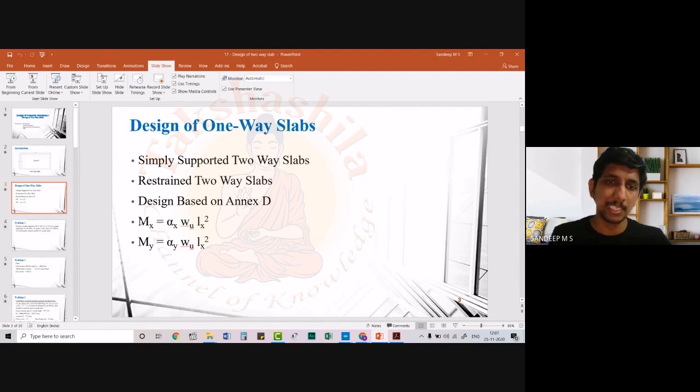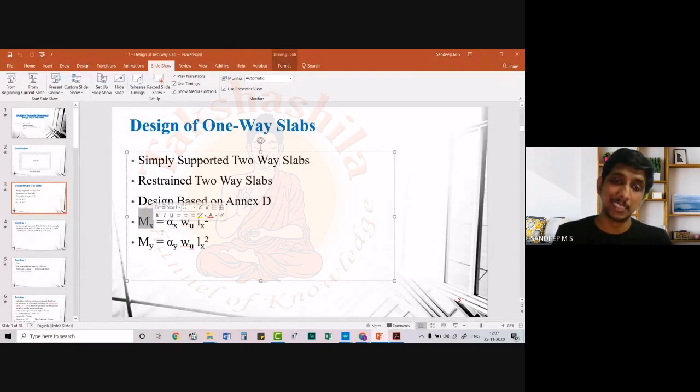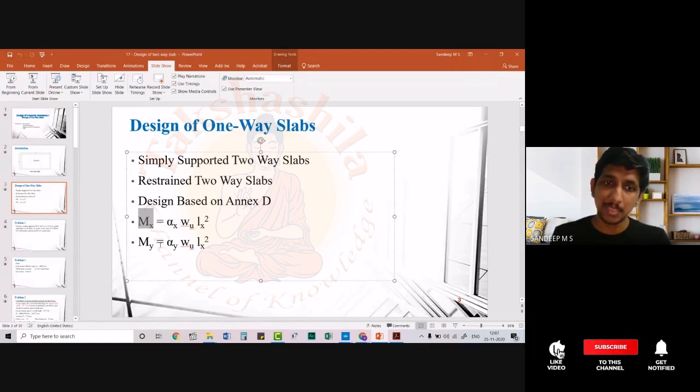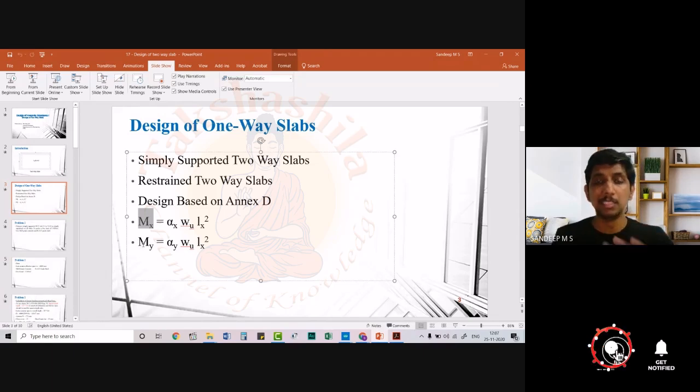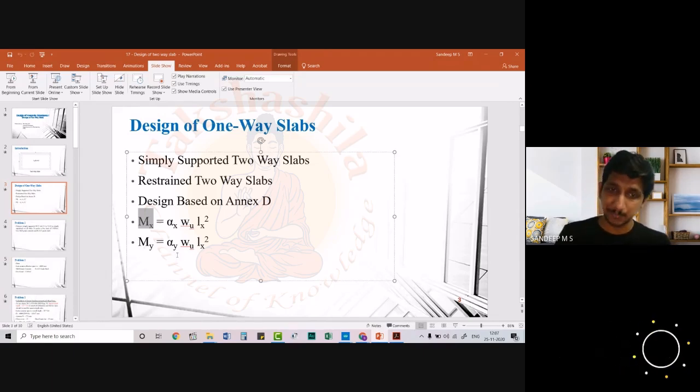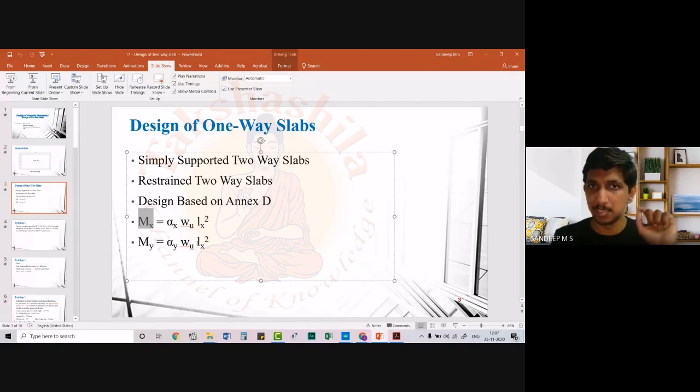So basically, the first thing is we have to calculate the total moment acting along the x direction and the total moment acting along the y direction. For that, this Annex is suggesting two equations. To calculate the moment along the x-axis, we have the equation alpha x into W into Lx square, and similarly to work out the moment acting along the y-axis, we have the equation alpha y into W into again Lx square. It is not Ly square. Please focus here. In both equations you have Lx square. This is not a mistake. It is intentionally given as Lx square.